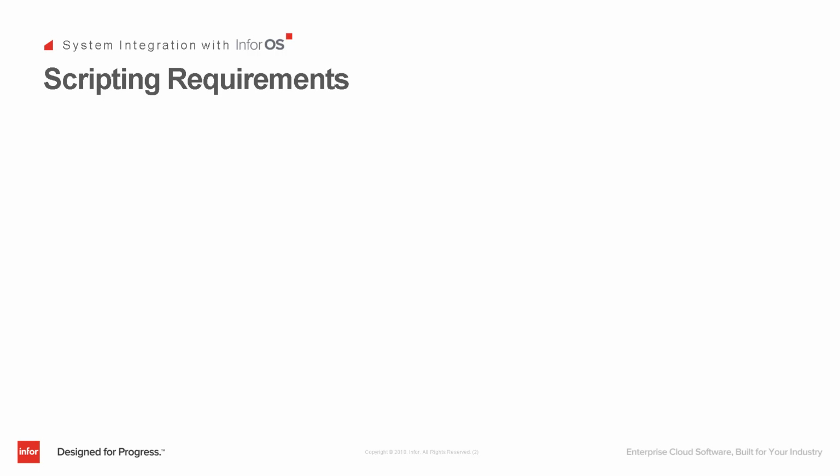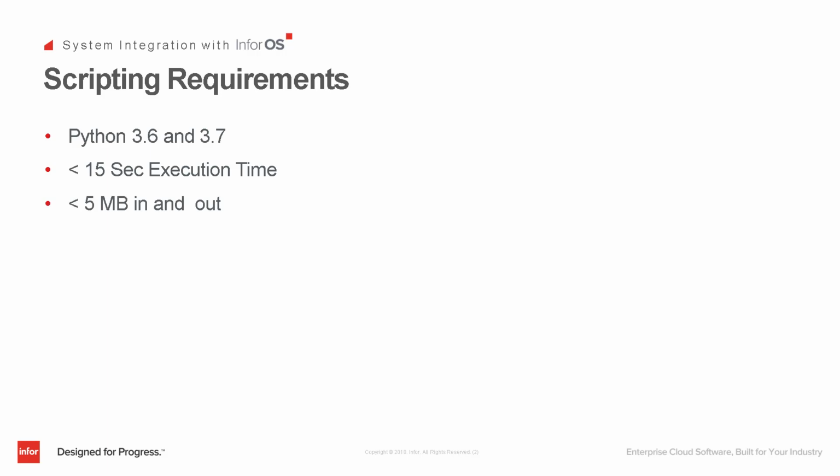Before we dive into the actual scripting examples, we should cover some more basics, and that is some requirements for ION scripting. You must write in Python 3.6 or 3.7. You can't go back to earlier, for example, Python 2 code. The total execution time for your script has to be less than 15 seconds. The processing power in the Infor Cloud is very fast, so 15 seconds may not sound like a lot, but actually you can get an extreme amount of processing power out of those 15 seconds.